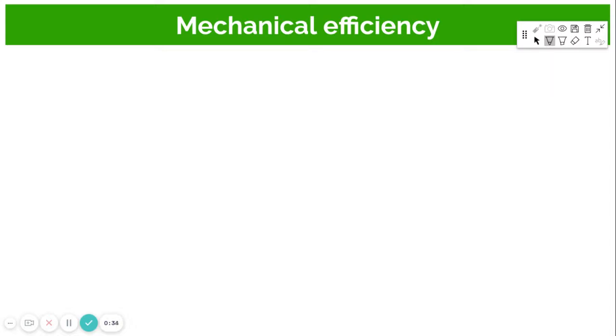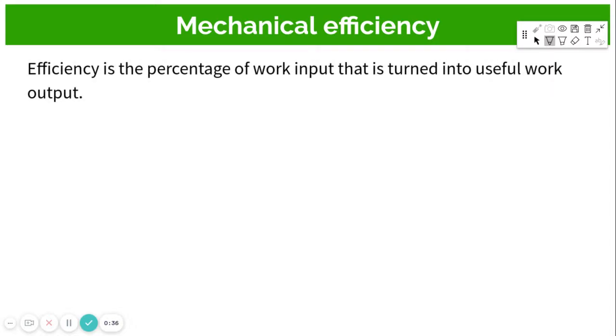So mechanical efficiency is another word for it. Efficiency is the percentage of work input that is turned into useful work output. All right, so let me break down what that means. Work input is the amount of energy you put in, and it is turned into useful work output. Okay, and it's a percentage. That's quite nice. It might sound a bit confusing.